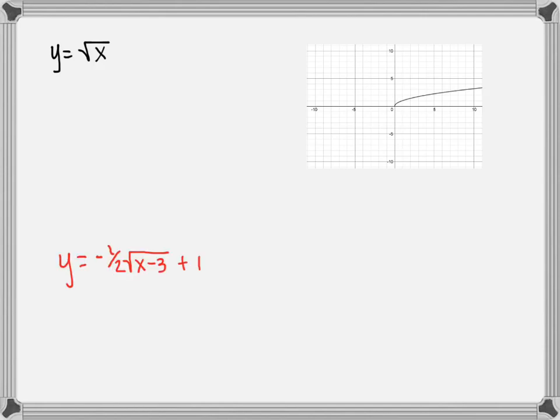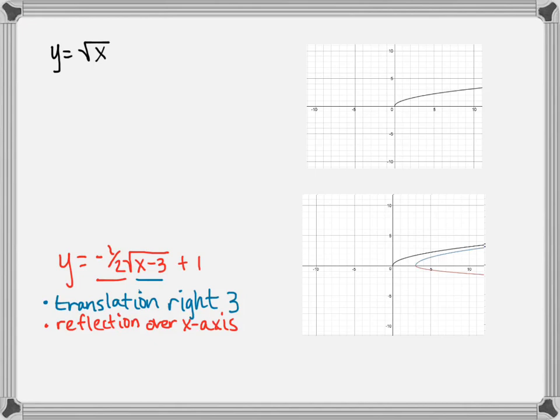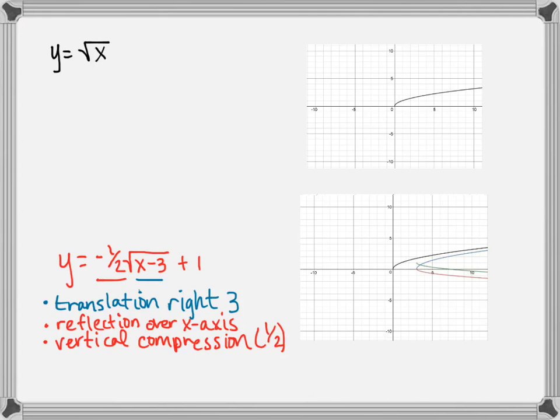So finally, let's look at a combination of several transformations. So I'm going to go in the order of operations. For y equals -1/2 times the square root of x minus 3, plus 1, we'll look at it bit by bit. So first, the blue graph is showing the translation right 3. The red graph includes also a reflection over the x-axis and a vertical compression by 1/2. And finally, the green graph is our final graph, which takes into account the vertical translation up 1.